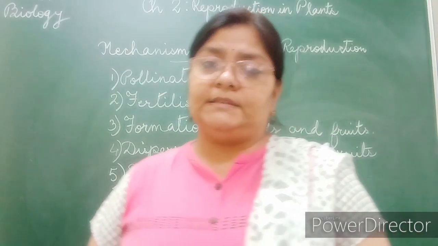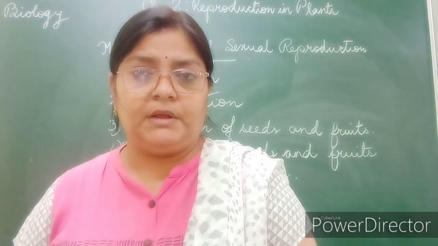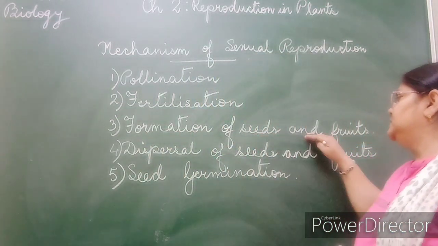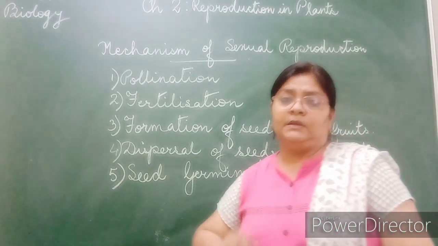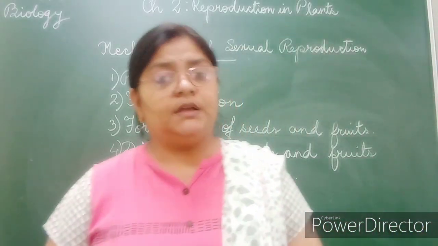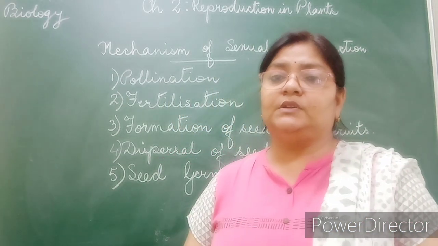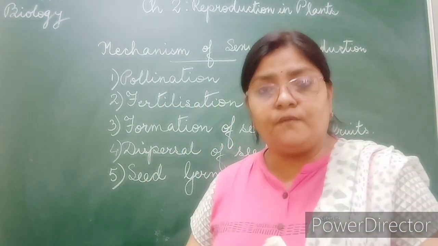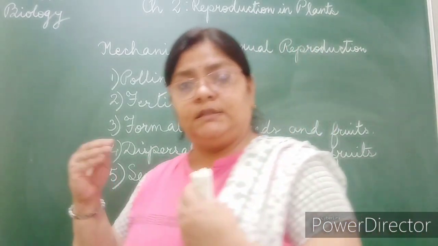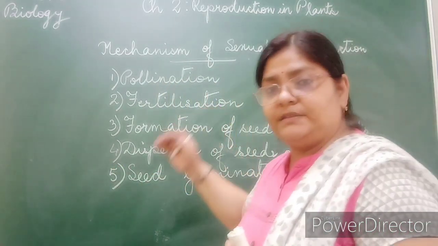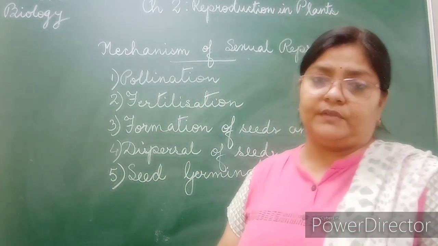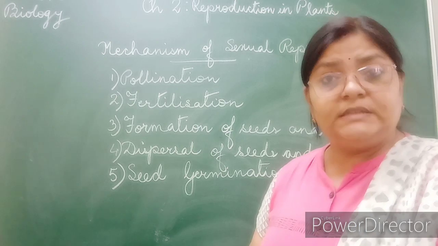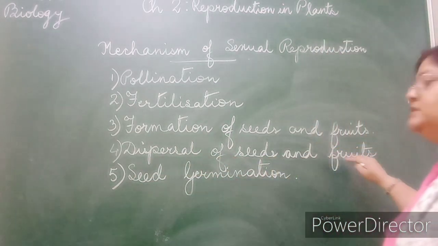Now, after fertilization occurs, after the fusion of the male and the female gamete, comes the next step, that is formation of seeds and fruits. Once the fertilization has occurred, the ovule transforms into a seed, and the ovary changes into a fruit. So this mechanism that happens after fertilization is the formation of the seeds and the fruit. After the formation of the seeds and the fruit, what is necessary? Dispersal of seeds and fruit.